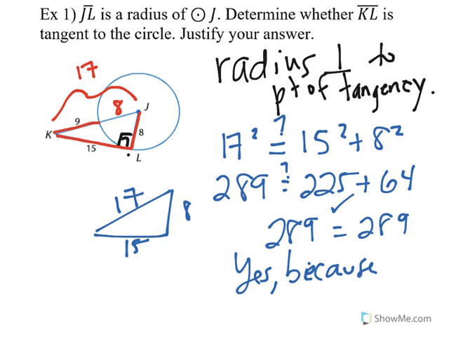because it is perpendicular. Okay, think back to your proofs. 90-degree angle told me perpendicular. So if it was not equal, then you would just say no. We would know that KL is not tangent to the circle.